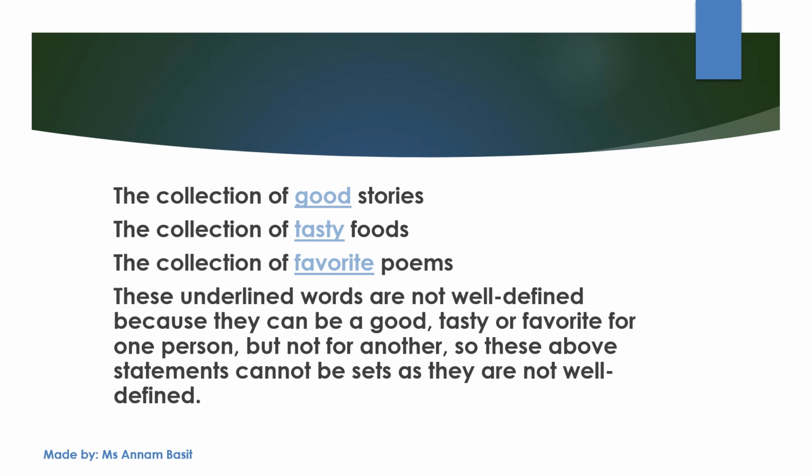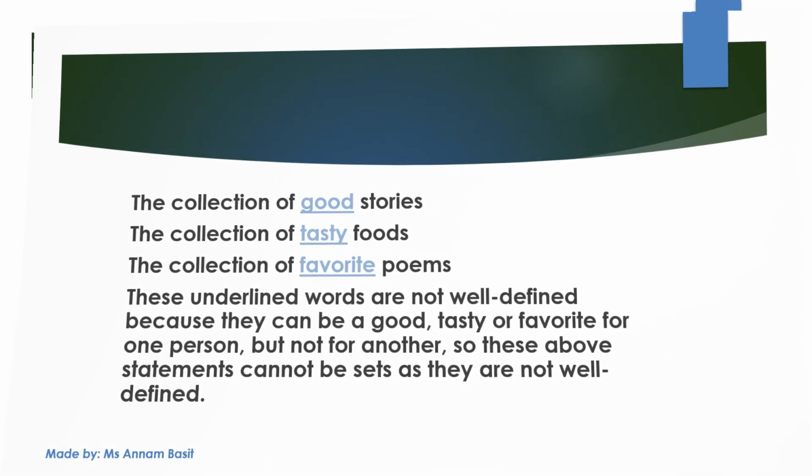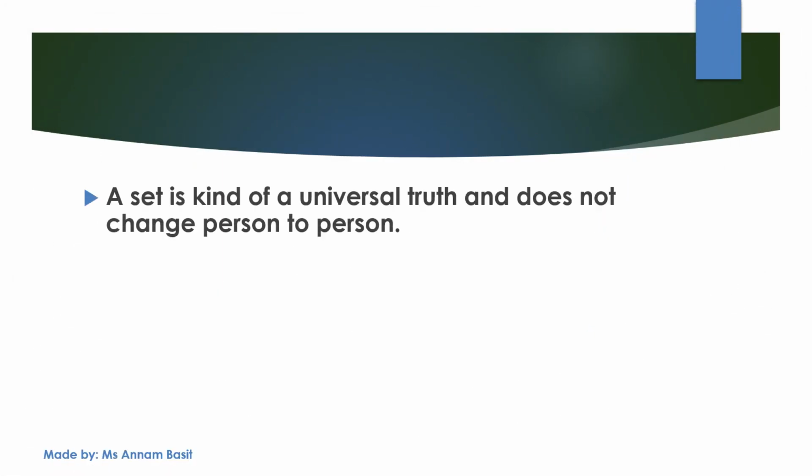For him they are good, and he might prefer eating other foods. For him they are tasty. It might not be tasty for the previous person, right? So on the basis of these statements we cannot call these sets well defined, because it is not the same for everyone. So you may call a set a kind of universal truth, or something that holds true in every case, and it cannot be changed from one person to another.